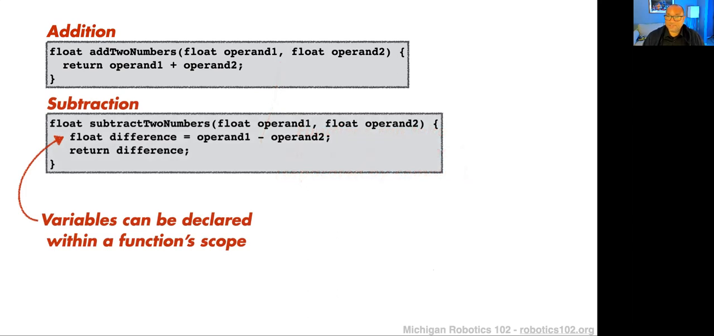Similarly, we can do a subtraction. Our subtraction in this case is going to do it a little bit differently, in that instead of just taking the two operands and returning them directly, we're going to take those two arguments and create a local variable. This variable will be declared, and that declaration only exists inside the function. So we can only use this variable difference inside of this function. Everywhere else, no other function knows about it. But inside of this, we can assign to our local variable the difference between operand one and operand two, and then return that difference. And so the value of difference will be sent back to the calling program.